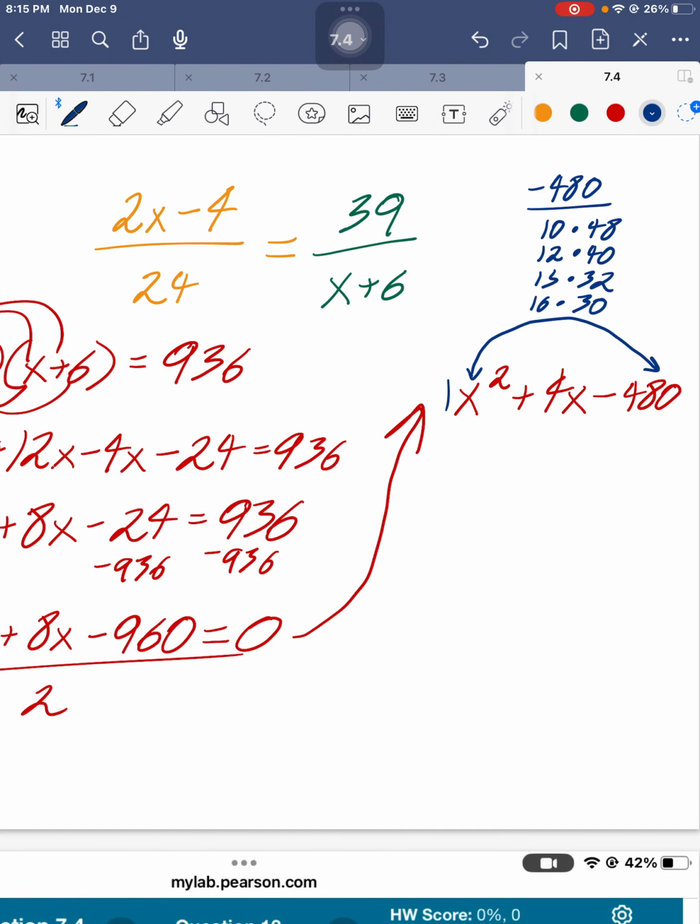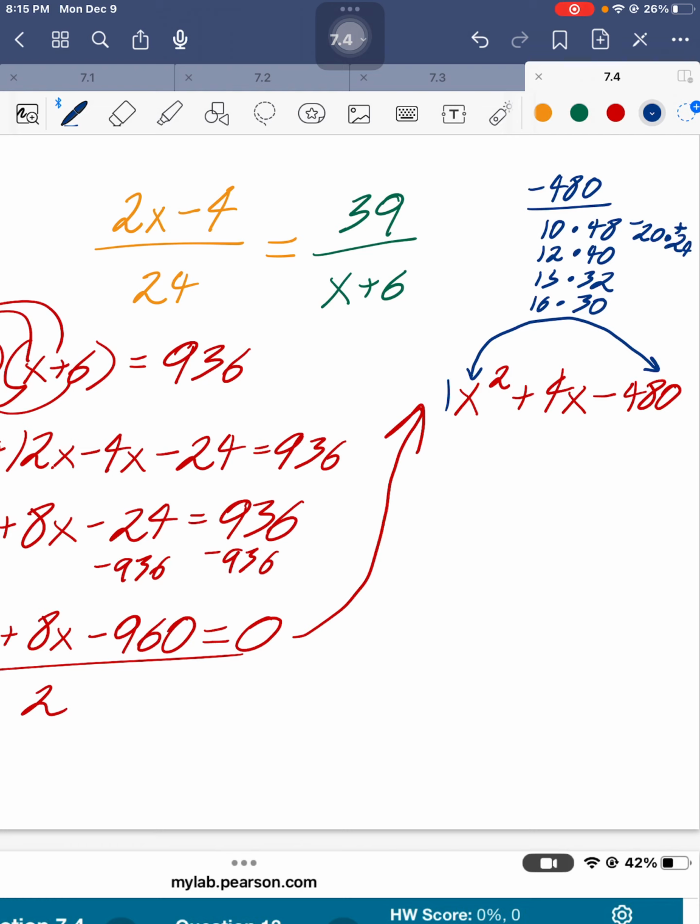16 times 30, still got nothing. This could take a while. 480 divided by 20 maybe? Yep, right here. I finally got 20 times 24. So now, how can I add these two numbers so that they give me positive 4?